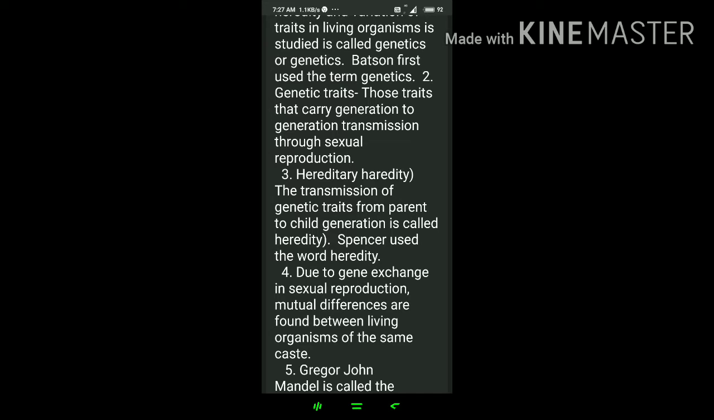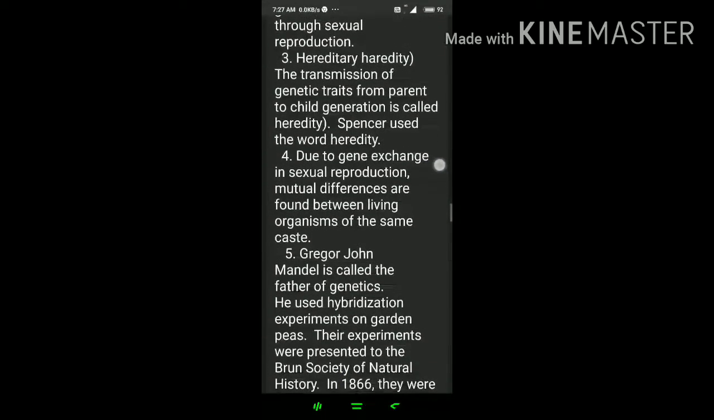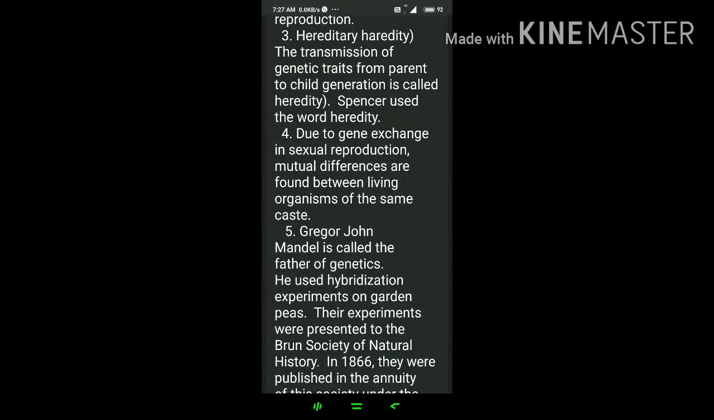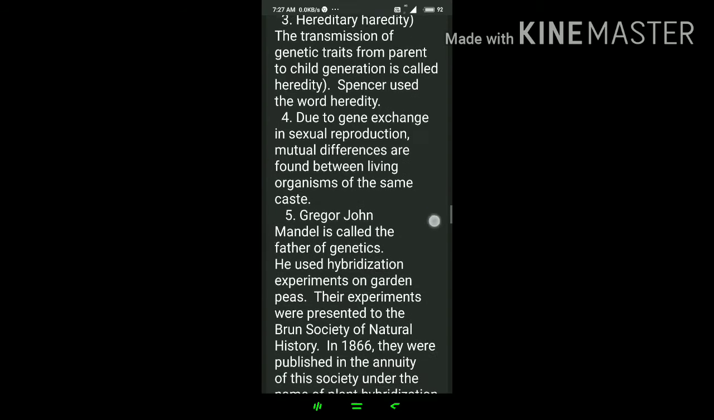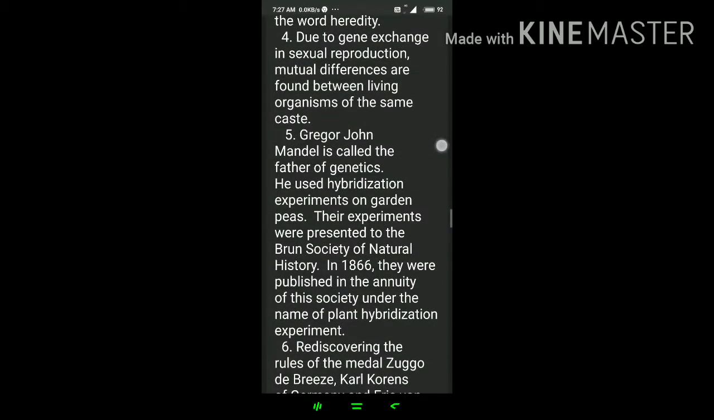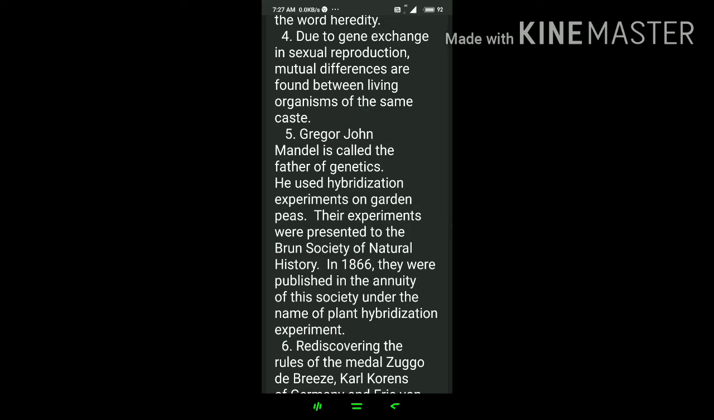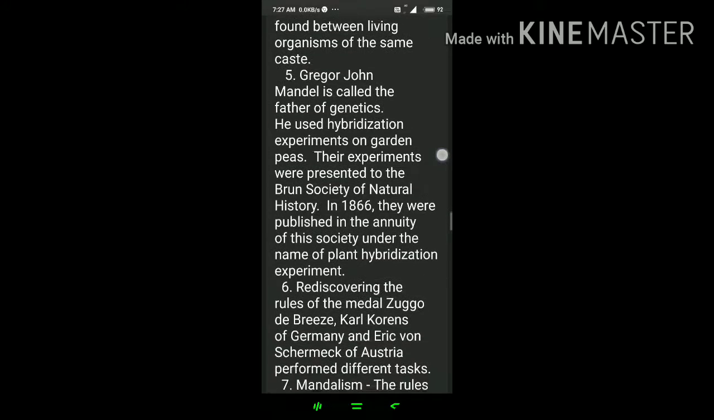3. Heredity: the transmission of genetic traits from parent to child generation is called heredity. Spencer used the word heredity. 4. Due to gene exchange in sexual reproduction, mutual differences are found between living organisms of the same caste. 5. Gregor Johann Mendel is called the father of genetics.